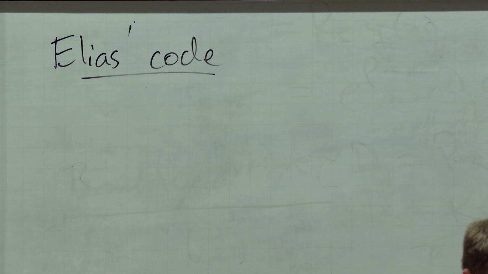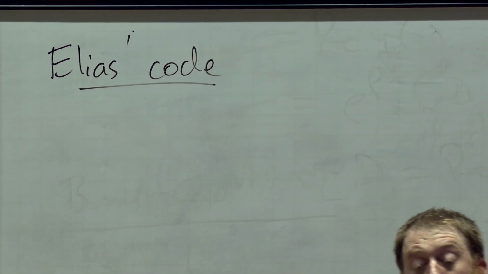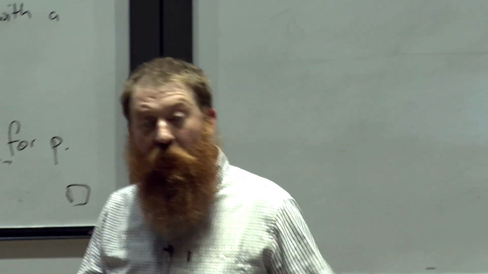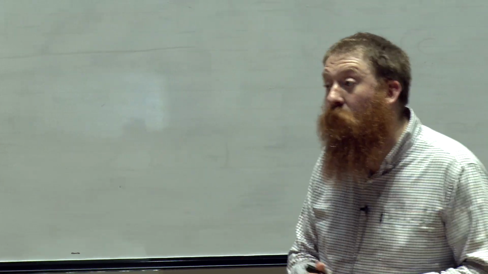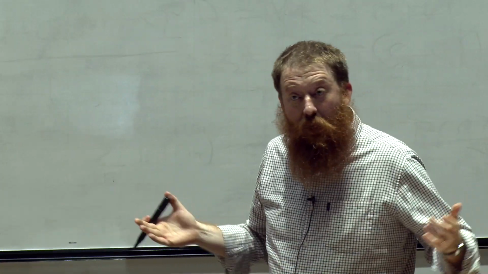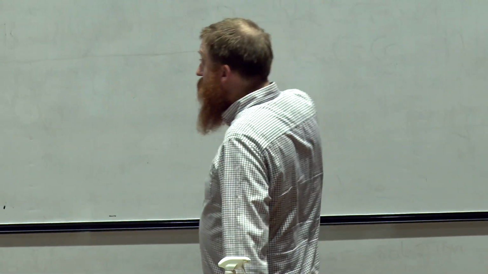So Elias's code is very similar to the Shannon code that we saw, except we're not going to order the probabilities, which sounds like a trivial change, but it actually allows us to do some rather cool things with it. Elias never published his work. It's known in the literature, it's associated with him, but apparently was never published. So what do we do?